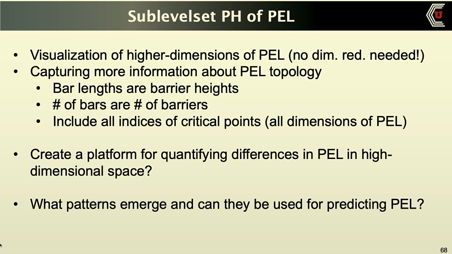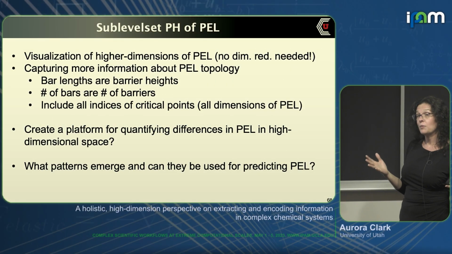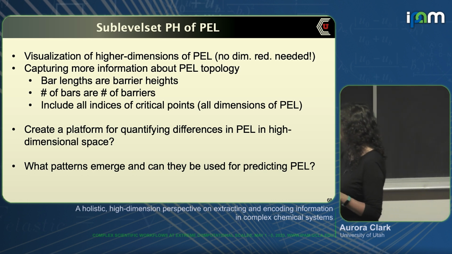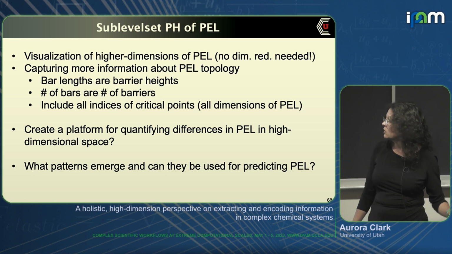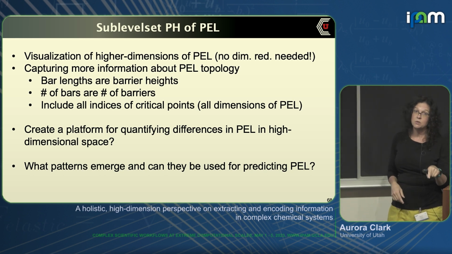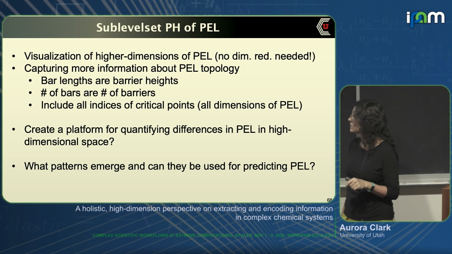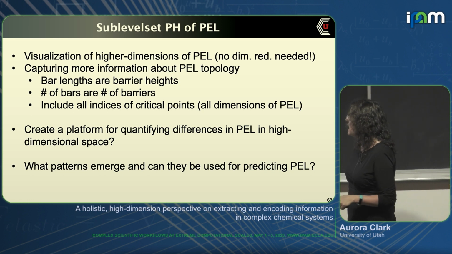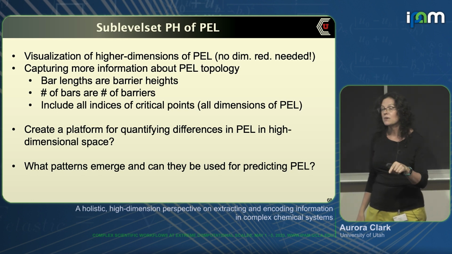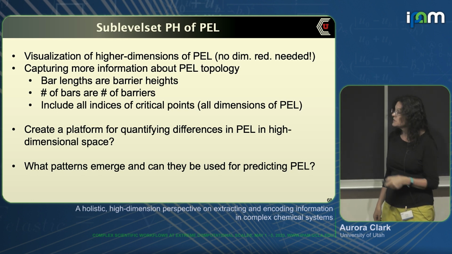So the important nice things about this approach is that it allows us to visualize higher dimensional features of the energy landscape really easily. We don't have to do dimensionality reduction if we don't want to. We capture a lot more information about that potential energy landscape topology: the bar lengths, the barrier heights, the number of bars, the number of barriers. It includes all indices of all critical points across all dimensions. It creates a platform for actually quantifying differences between potential energy landscapes and their topology, which I think is incredibly relevant to chemical design. And what I'm going to focus on here is that by focusing upon the patterns in energy landscapes, we might be able to learn and predict new energy landscapes.